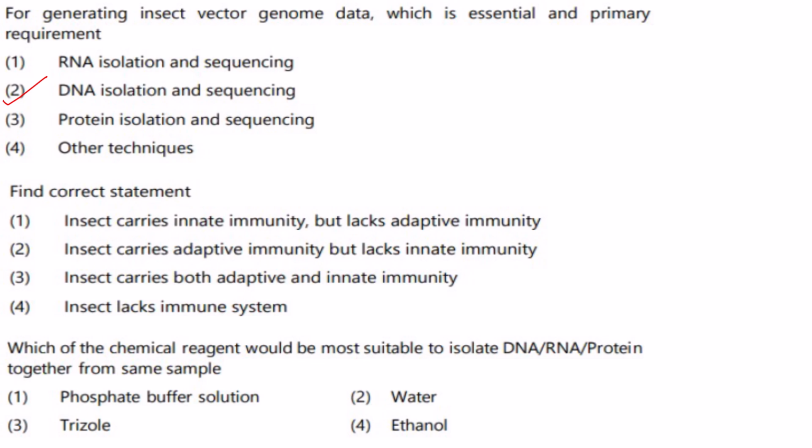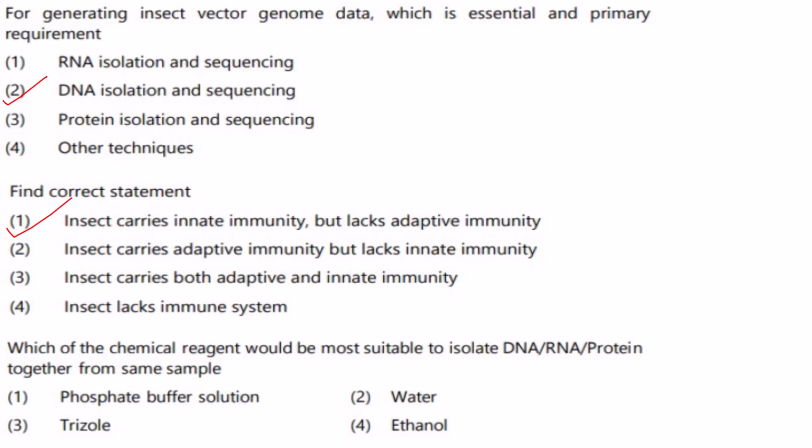Then find the correct statement. Insect carries innate immunity but lacks adaptive immunity. Yeah, that itself is the correct statement, because insects have got an innate immune system but they lack adaptive immunity, which would include your antibody production. So insects don't produce any antibodies, so they lack adaptive immunity. So the first statement is the correct statement.